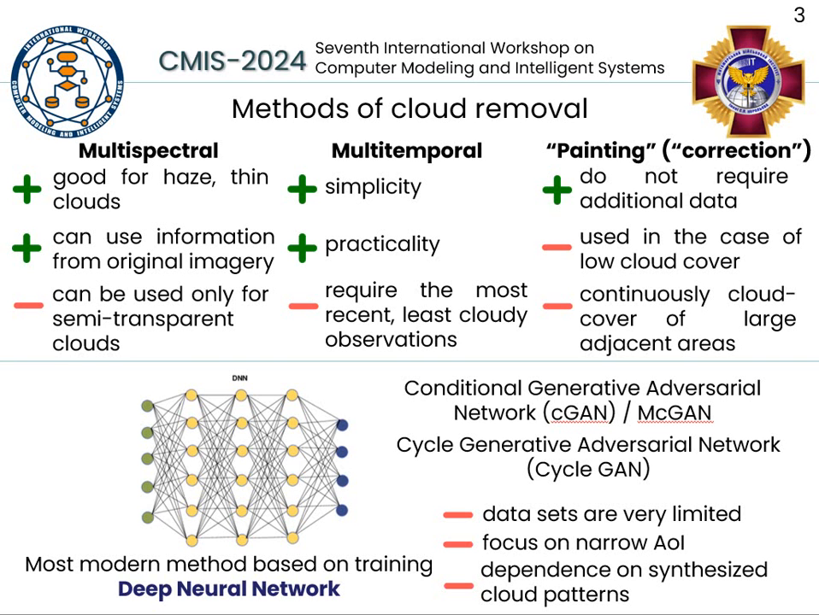At the current stage of technology development, methods that use deep learning have become particularly popular for solving the cloud problem. Deep neural networks have great potential for recovering missing information from remote sensing imagery. But an important problem of these approaches is the demand for large sets of real data. The main common disadvantage is that the necessary datasets are very limited. Also, such models focus on narrow areas of interest and depend on synthesized cloud patterns, which makes it impossible to generalize to more extensive areas and to real conditions.